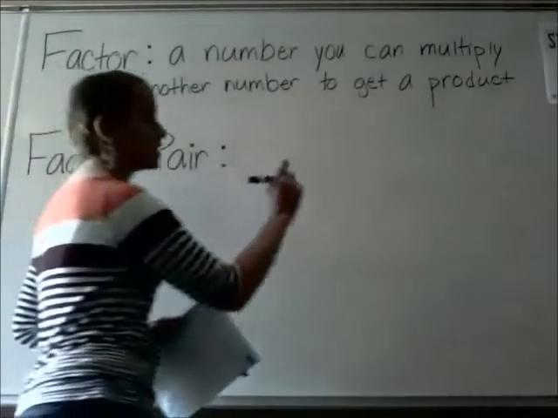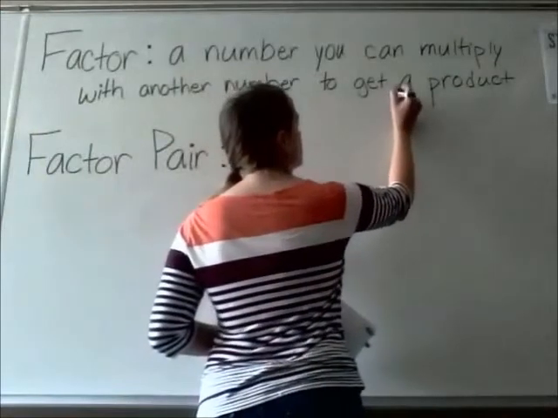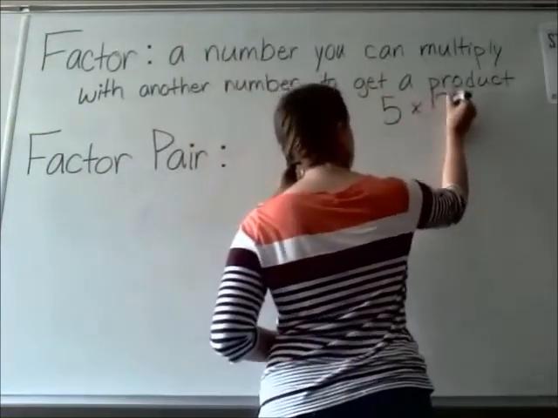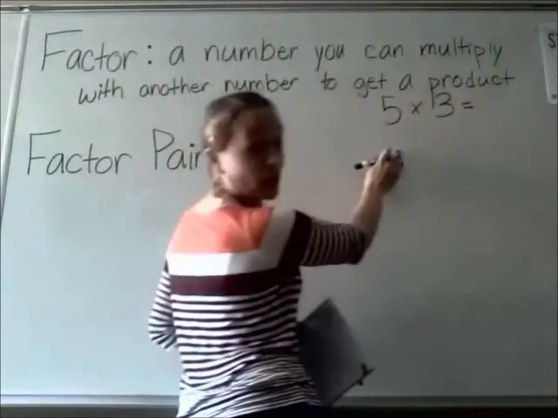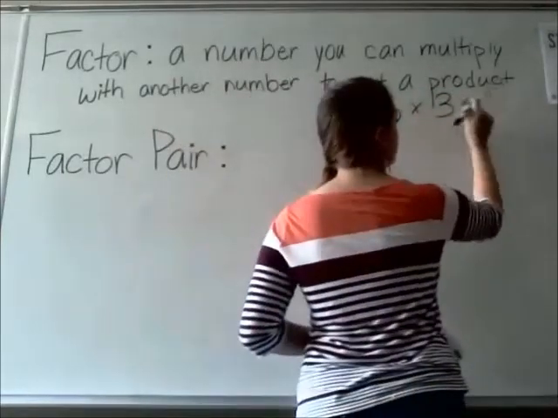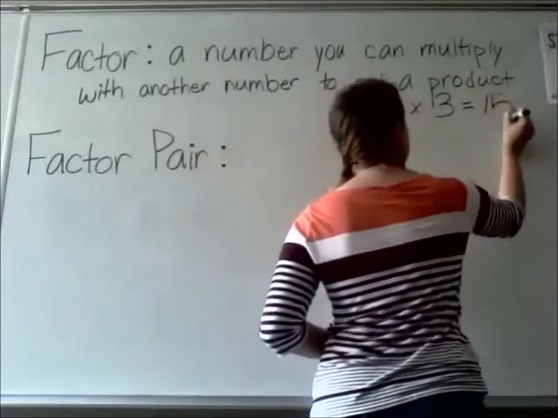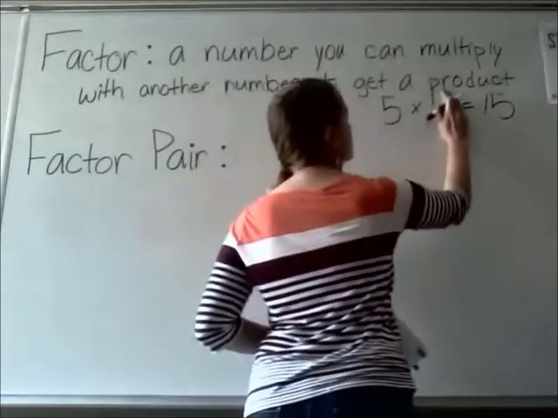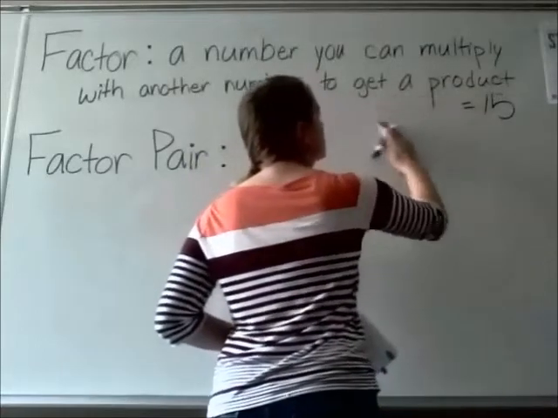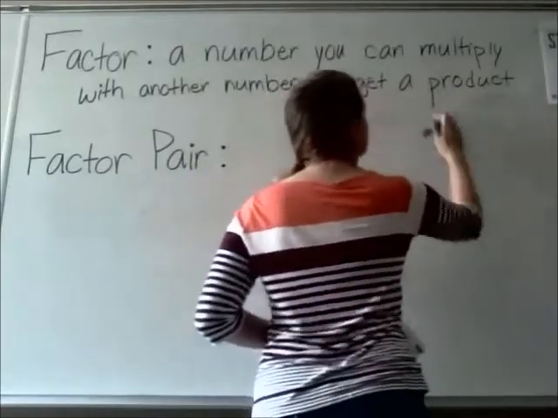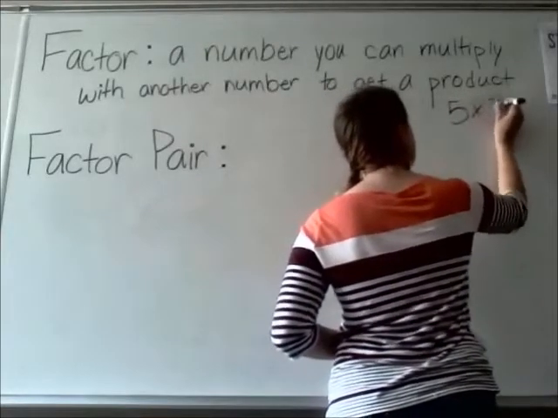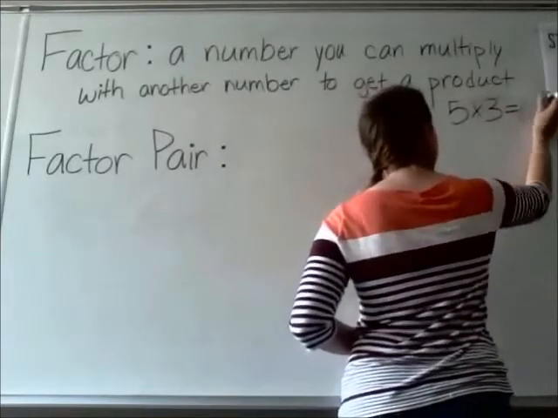So let's do a multiplication problem to see this in numbers. I'm going to do 5 times 3, which is what? 15. I'm going to move this down a little bit because that 3 makes it look like it's a 13 with that P. So 5 times 3 equals 15.